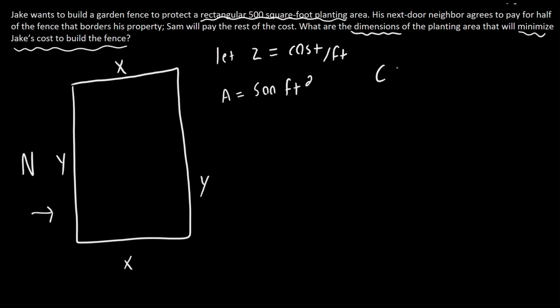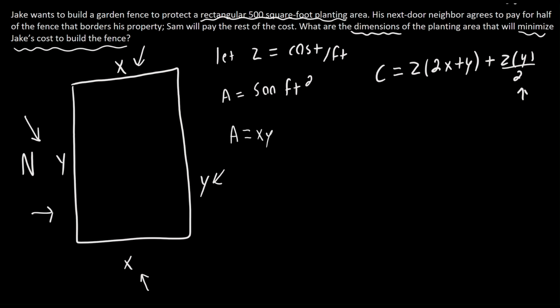So the total cost that Jake's going to have to pay is going to be the cost per foot times 2x plus y. So this is accounting for the three side lengths that the neighbor isn't paying half for. Then it's going to be plus z times y divided by 2, because the other half the neighbor's paying for, only this side length. And the total area is going to be x times y equals 500. So we know we're going to have to sub something in, so let's just isolate for x. And we're going to get 500 divided by y.